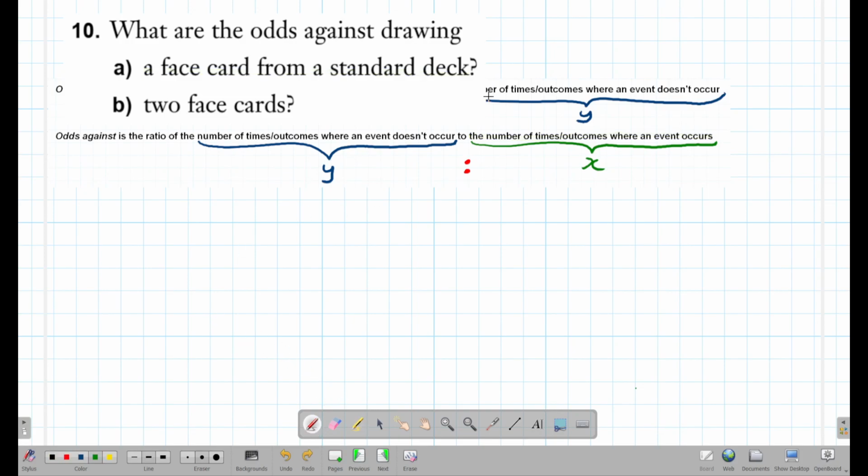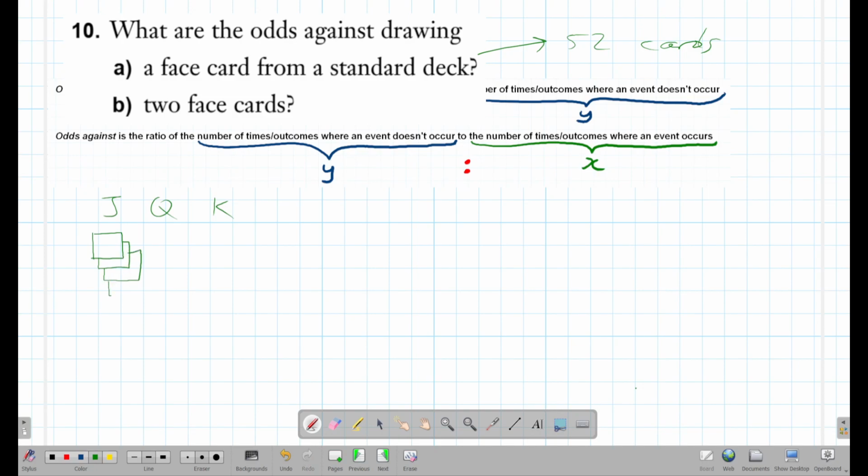And by the way, when they say a standard deck, they mean a deck of 52 cards. So time to consider that. We're going to go with X first, and think about the number of ways of drawing a face card from a standard deck. Out of 52 cards, only the Jack, Queen, and King are face cards. And there are 4 of each face card in a deck.